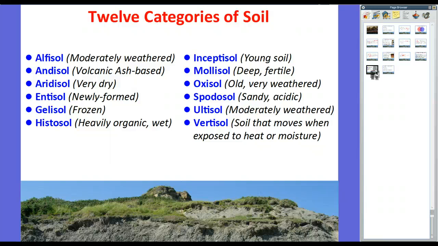Ultisols are moderately weathered. You'll see that out in East Texas and going out westward. And then you'll find vertisol, soil that moves a lot when it expands and shrinks when exposed to heat or moisture. So those are the 12 categories of soils. You don't need to know them, but your textbook mentions that there's 12 of them. Usually in Louisiana, we'll see inceptisols, entisols, and occasionally we'll find spodosols, but we'll also find histosols, and even in places around swamps, we'll not only find histosols, but also vertisols.